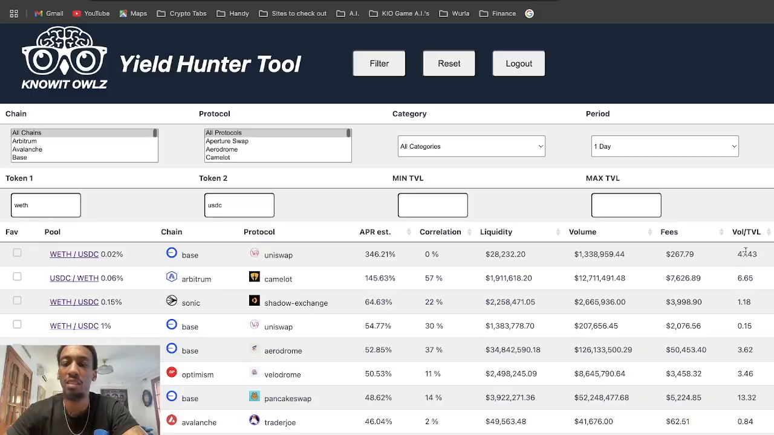And you can look here. This has a volume to TVL ratio of 47.43% because this liquidity is getting used 47 times in a day, is what this is saying. And I put air quotes around that, right? Because 28 goes into 1.3 million over 47 times, 47.4 times.